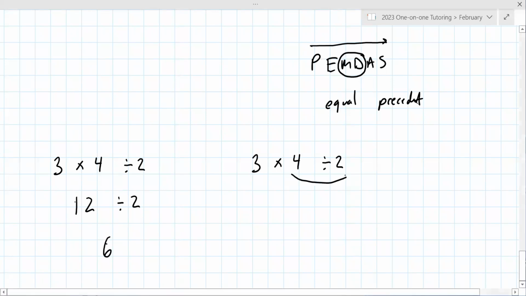Now let's go over here. Let's divide first. What is 4 divided by 2? 4 divided by 2 is 2. Okay, and then 3 times 2. 3 times 2 is 6. Good. So this equal precedence applies to multiplication and division, and also addition and subtraction. So we'll look at that now.